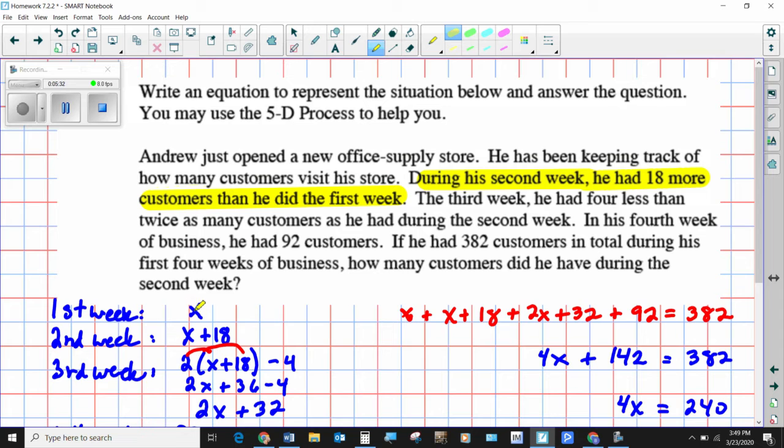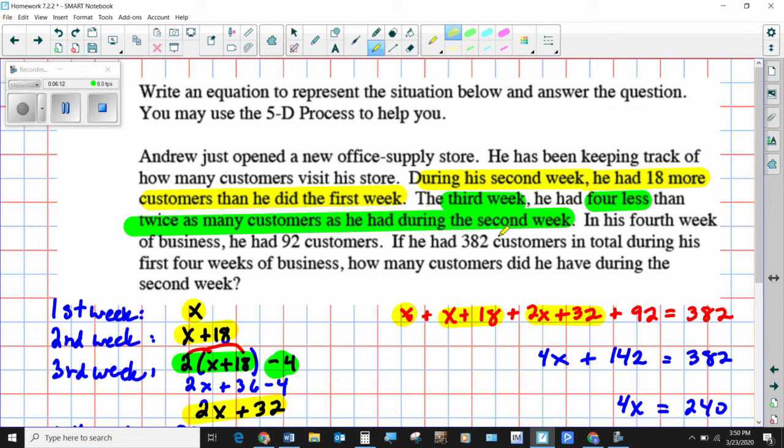So it seems logical that we would take the first week and be X, and the second week would be X plus 18. Then it says during the third week, he had 4 less than twice the number of customers he had during the second week. This would have been a lot easier if they would have compared the third week to the first week, but they're comparing it to the second week, so we have to take 4 less than 2 times whatever we had in the second week. So that's going to result in some distributive property. This is 2 times X plus 2 times 18, take away the 4, so 2X plus 32 ends up being that third week. Here's the second week.